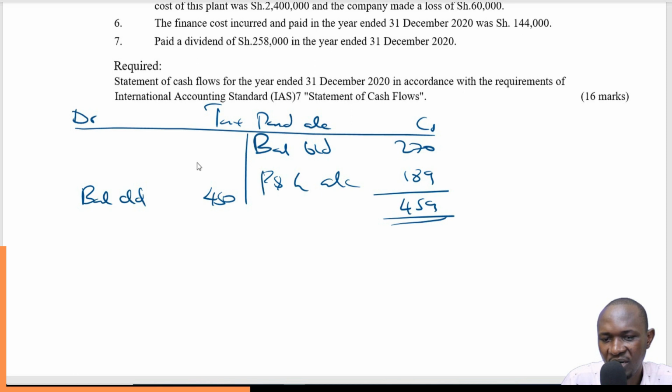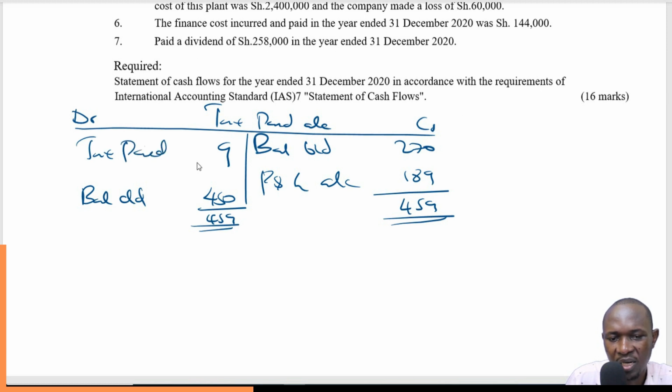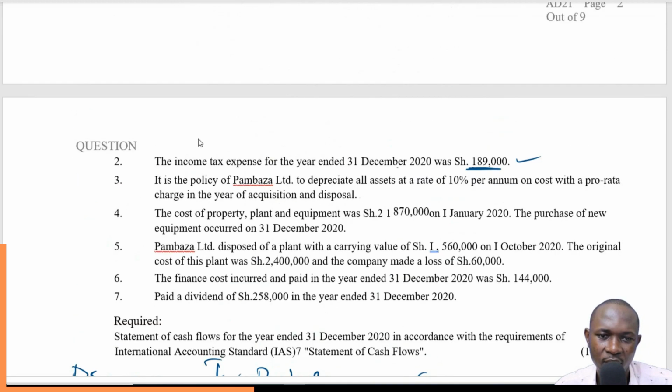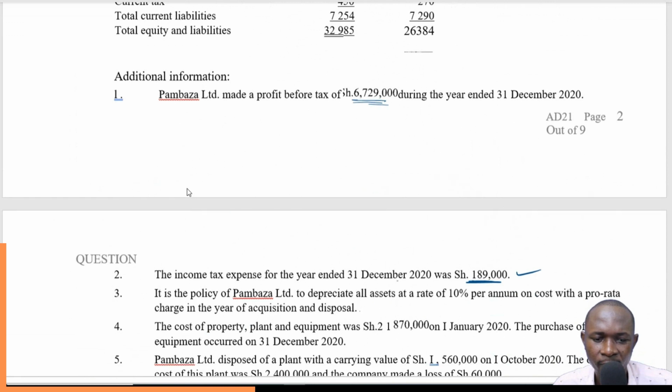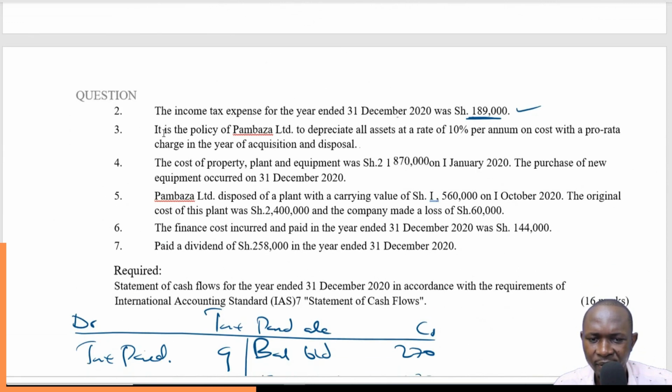This is 459, this is 459. So here we have 9 shillings, and this is what will come in as tax paid. So that is our working number 1. We are done. Let's go to the next line.